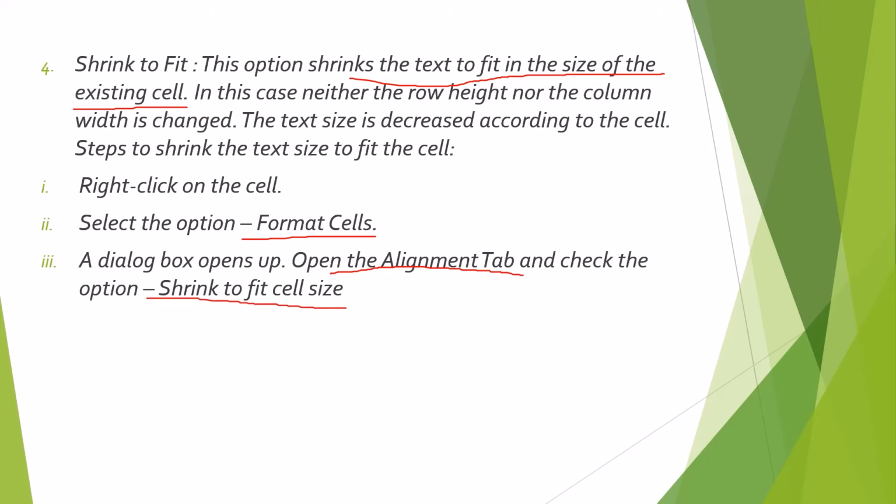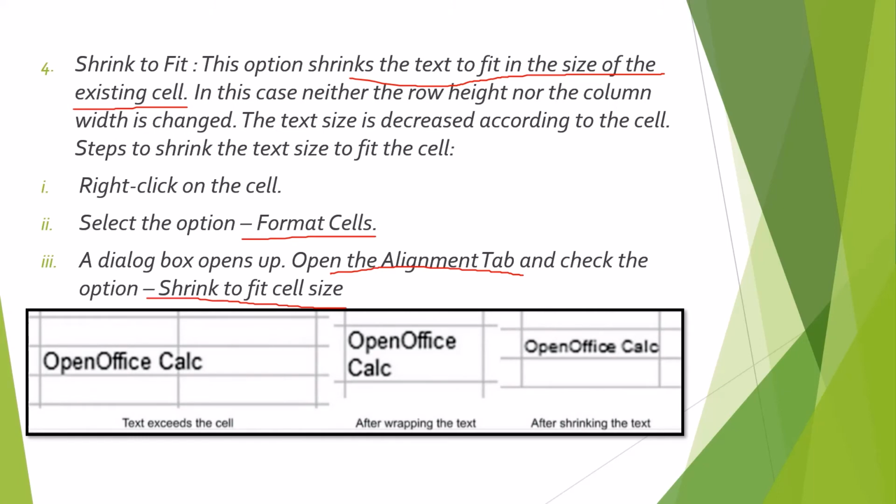Here is an example. Here you can see that this text is exceeding the cell. Basically this is longer, so it is exceeding the cell. Now when we have wrap text, you can see the row height has increased to fit the text within the cell. But whenever we shrink the text, the cell remains the same, only the text size will be decreased.